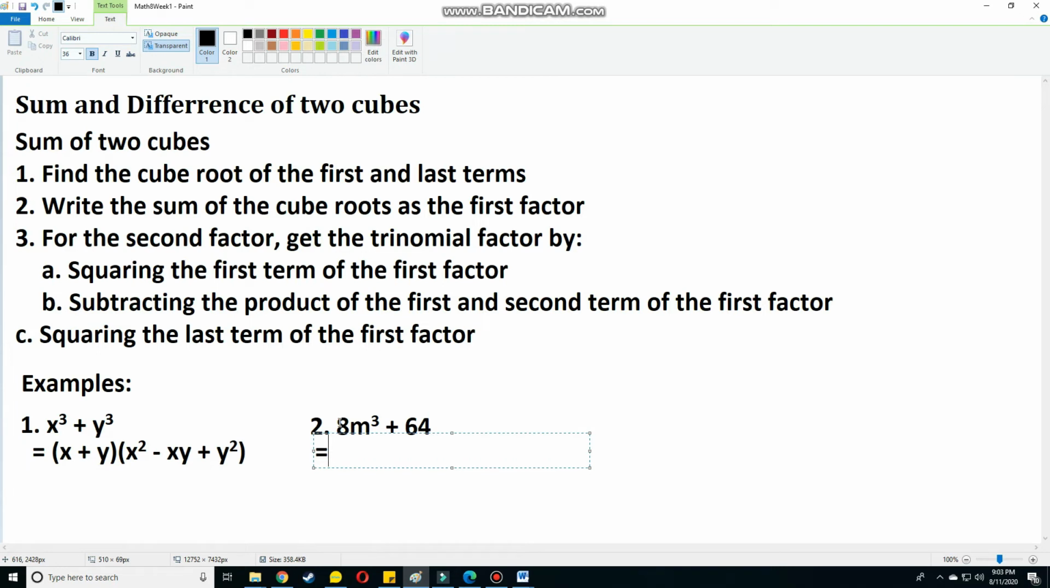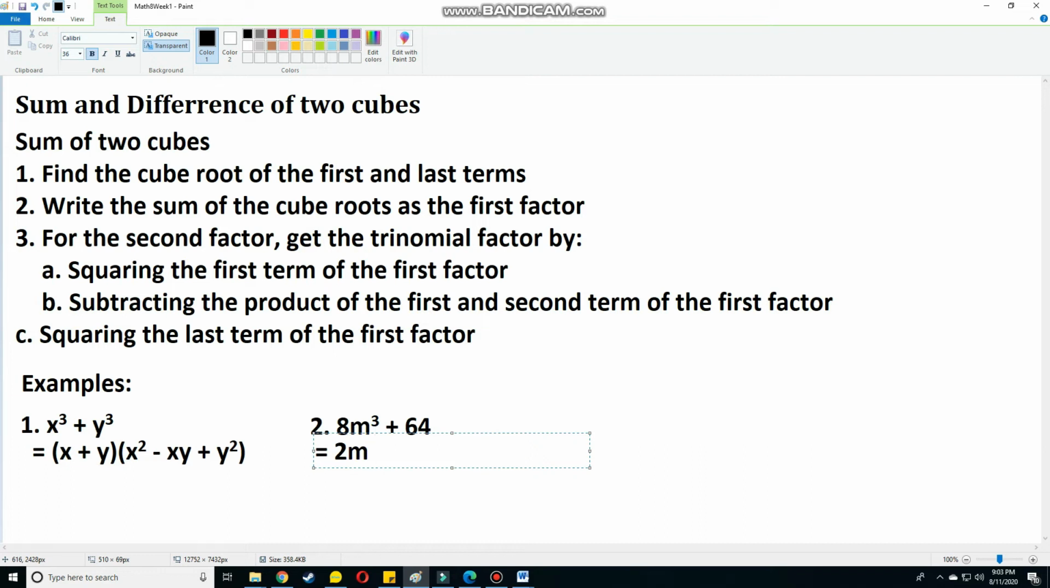So what's the cube root of 8? So let's do it separately. Cube root of 8, that is 2. 2 times 2 times 2 is 8. So that would be 2. What's the cube root of m? So m times m times m, that's m cubed. So definitely the cube root of m cubed is equal to m.